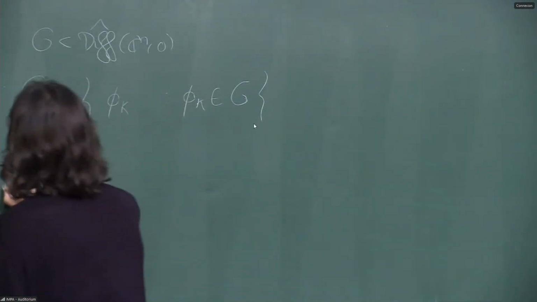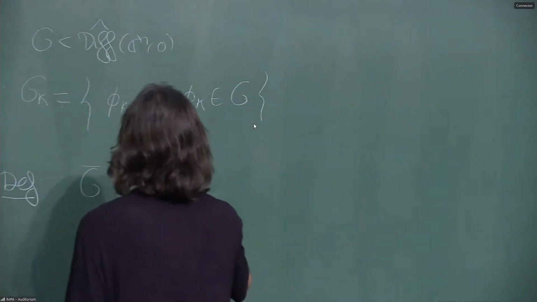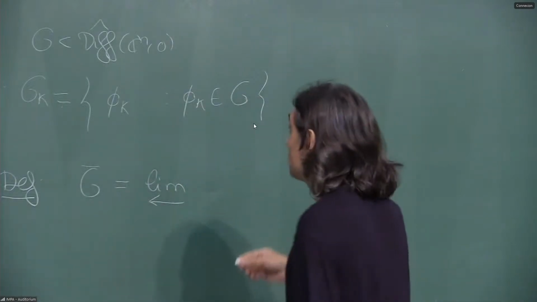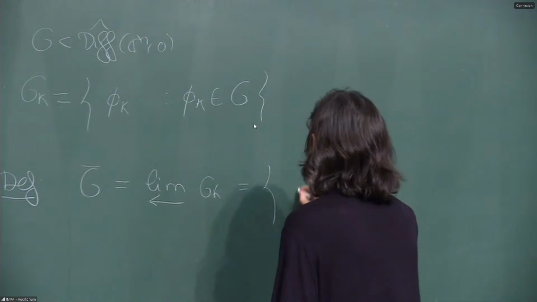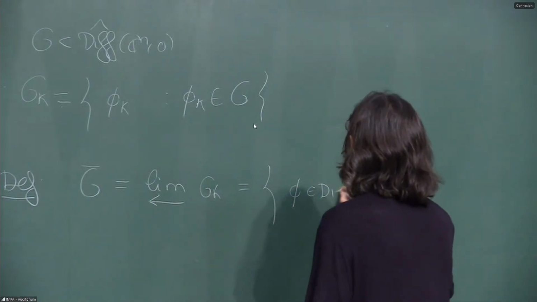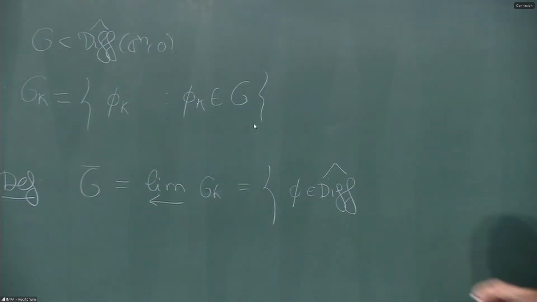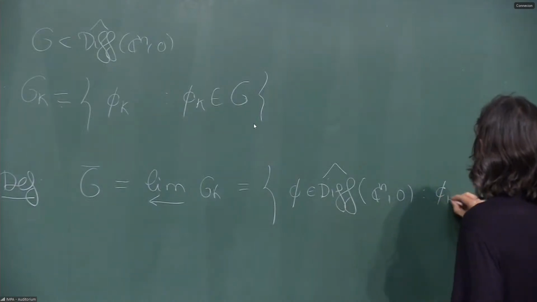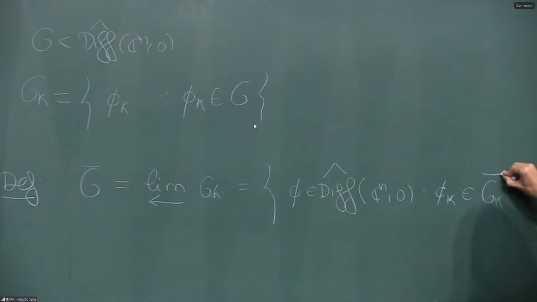and you define the Zariski closure of G in this context as the inverse limit, that indeed is a projective limit, of the G_k. So it's the set of, but it ends up being a group, okay, of formal diffeomorphisms such that the k-jet of phi is in the closure of the G_k for every k.